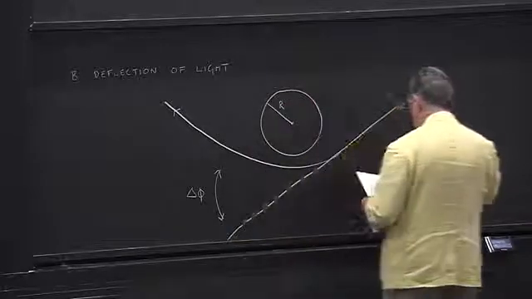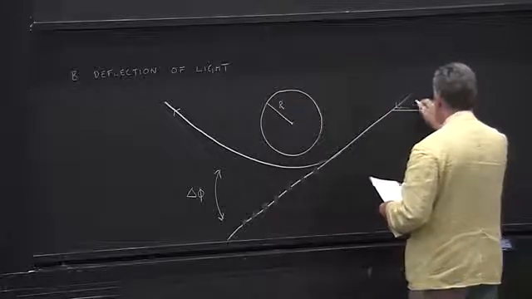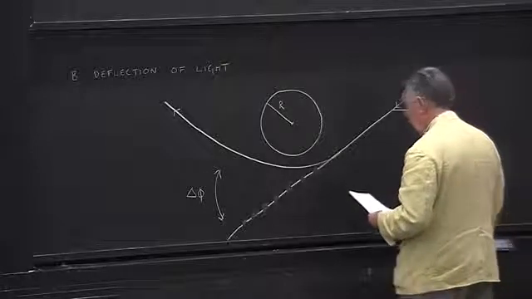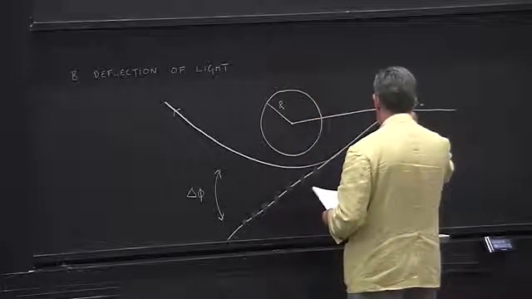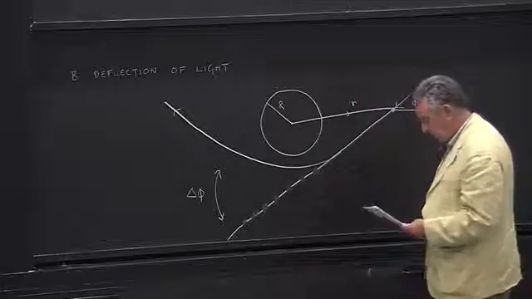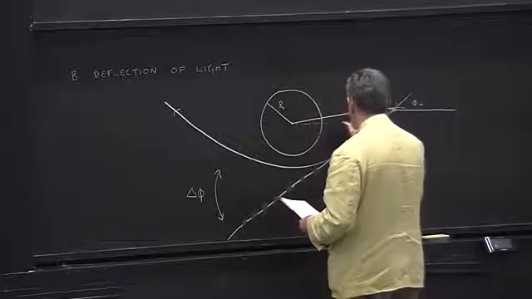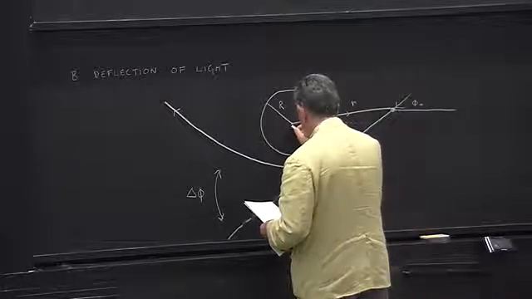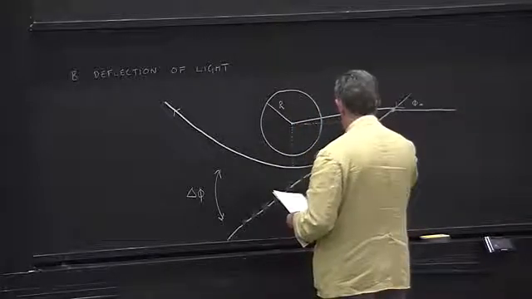So this angle we call phi sub infinity. And this is the radial coordinate r. And if we draw a horizontal here, this is phi of r.